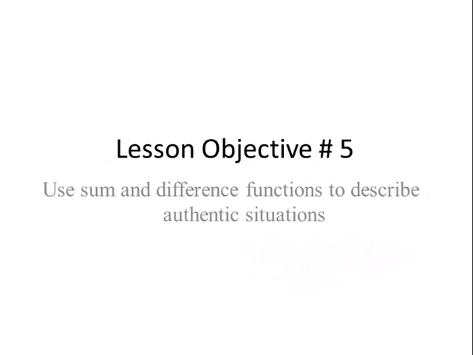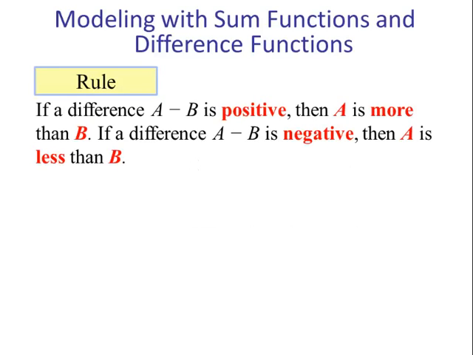Lesson objective. Modeling with sum functions and difference functions. Rule. If a difference a minus b is positive, then a is more than b. If a difference a minus b is negative, then a is less than b. And if you think about it, if the difference a minus b equals 0, that means a equals b.